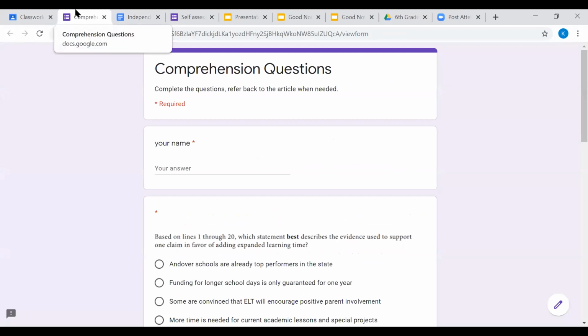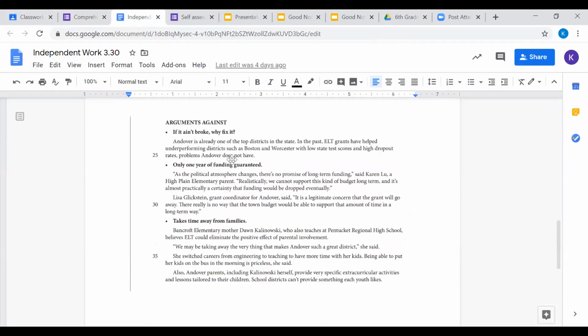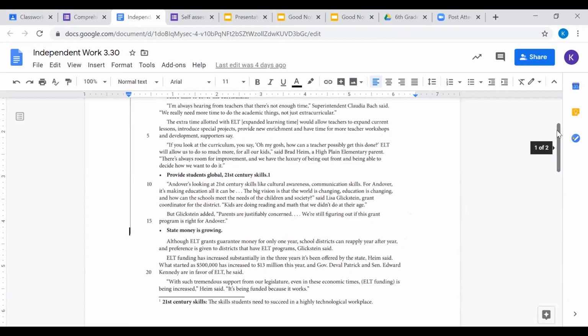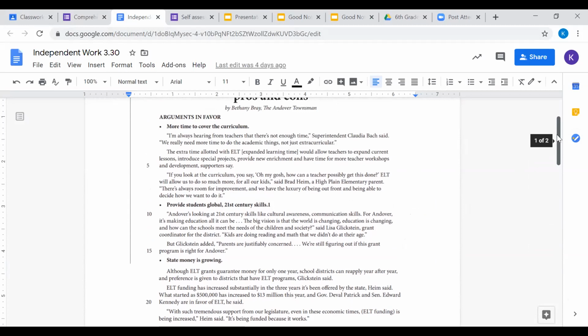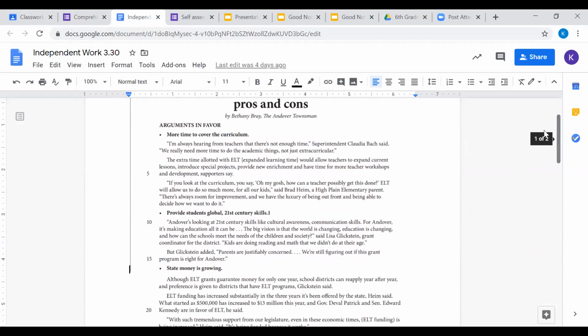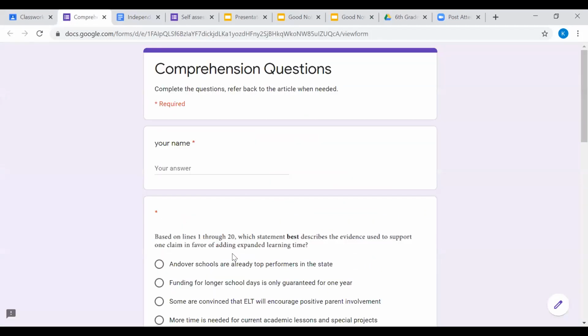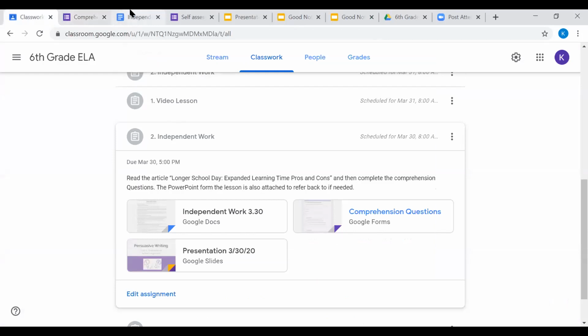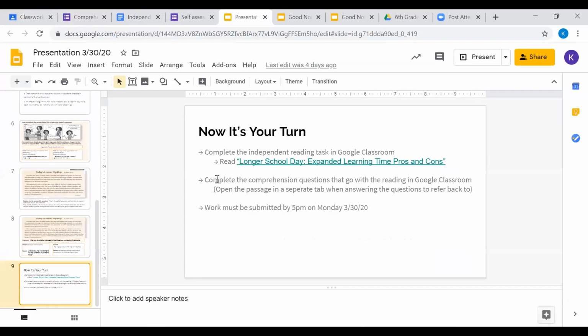Now, my suggestion for the comprehension questions is to have this part of the text open on a separate tab, like up here on the side, so that when you get to the comprehension questions, you can go back in the text and find your answers. So just remember that as you're doing the comprehension questions. So that's all of your independent work for today. It's not super long, but take your time doing it. And just remember that your work has to be submitted by 5 o'clock.